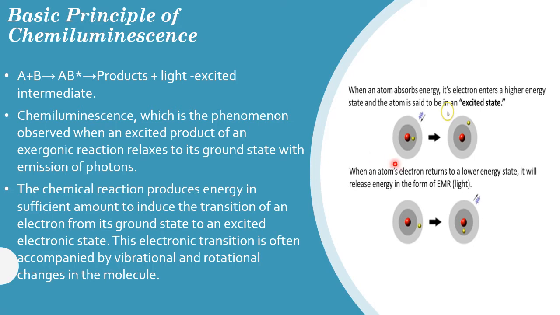Let us see this example of the hydrogen atom. The hydrogen atom is in its ground state. A single electron is present in shell number 1. Each shell has its own energy level. When the hydrogen atom absorbs a quantum of energy, it is promoted to a higher energy level, that is, shell number 2, and it is now in an excited, high energy state.